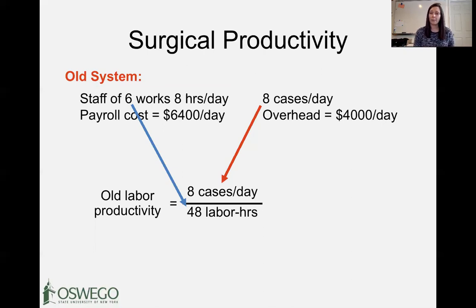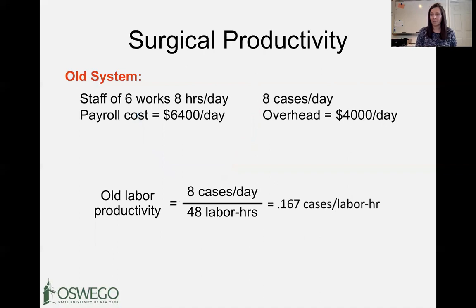So if we were just to look at it from a single factor perspective, our labor productivity, we would basically just take our output, which is 8 cases per day, and divide that by 48 labor hours, which is those 6 workers multiplied by 8 hours a day. That would give us a labor productivity of about 0.167 cases per labor hour. So this may seem like it doesn't make a whole lot of sense, right? That seems like an abstract way to measure something, but you'll see as we go through the calculations why it's important to do this. Again, for every single labor hour, you could accomplish 0.167 cases.